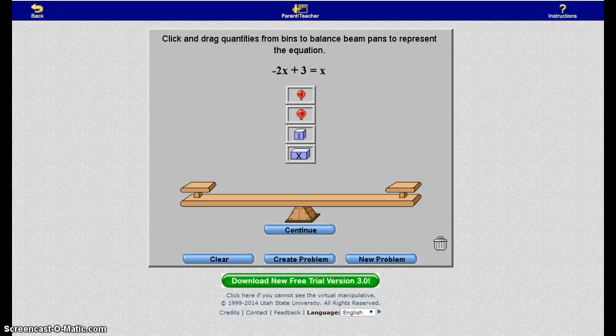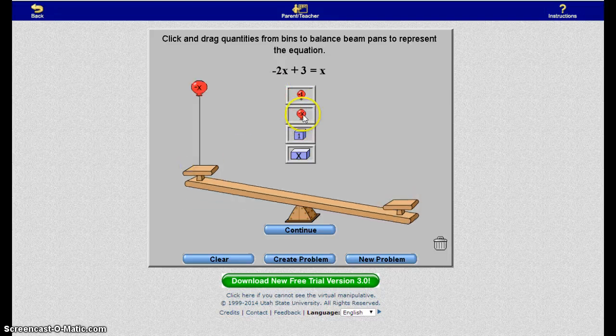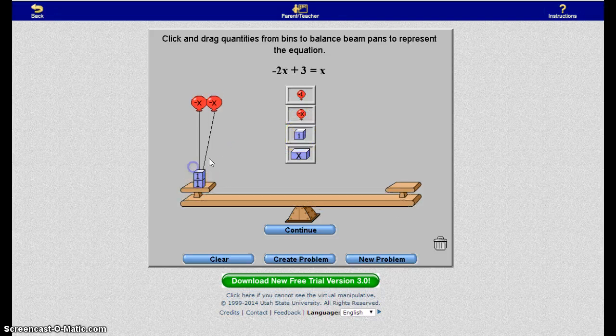So I have gone into the negative applet, and this shows me that I have negative 2x plus 3 equals x. So it's the same thing. You click and drag the quantities from the bins to balance the beam pan so that you can represent the equation. So I am going to need negative 2x plus 3 equals x.